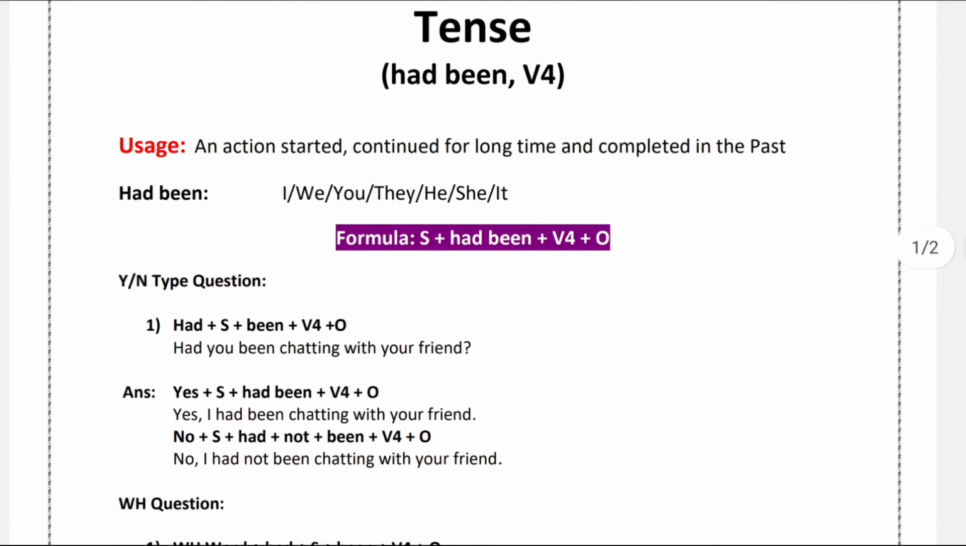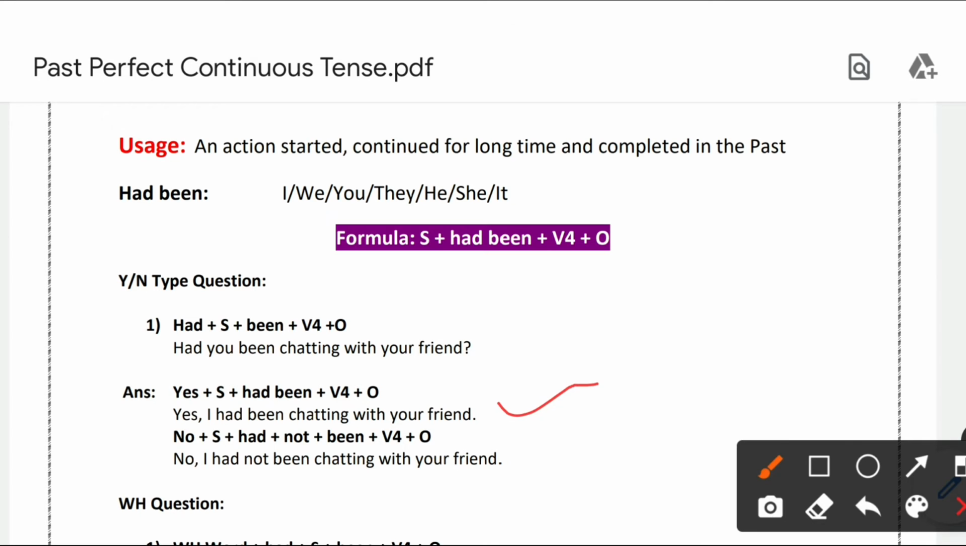Here you can see the example as per the formula. I had been chatting with your friend, right? I had been chatting with your friend. Here, I is the subject, had been, then chatting with your friend. This is considered as the object.